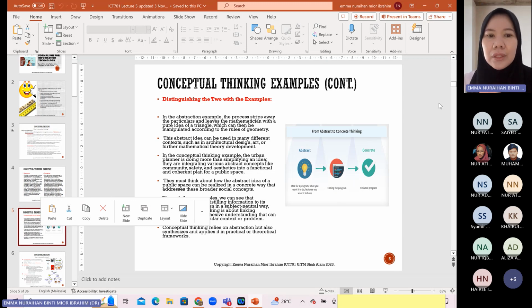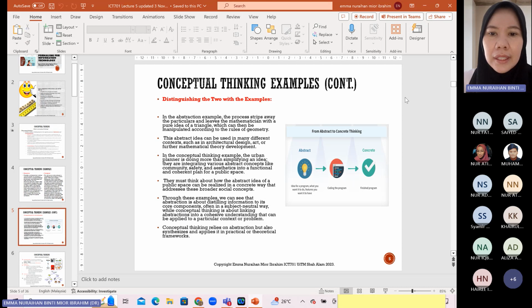Alright, so distinguish between the two example just now. Okay, so in the abstraction example, the process strips away the particulars and leaves the mathematician with the idea of a triangle. Okay, the abstract idea can be used in many different contexts, such as architectural design, art, or further mathematical theory development, because abstraction is just on the surface, so dia tak go in depth, okay, in details in which context whatsoever. In the conceptual thinking, the urban planner is doing more than simplifying an idea. They are integrating various abstract concepts like community, safety. So dia ada banyak variables and faktor.